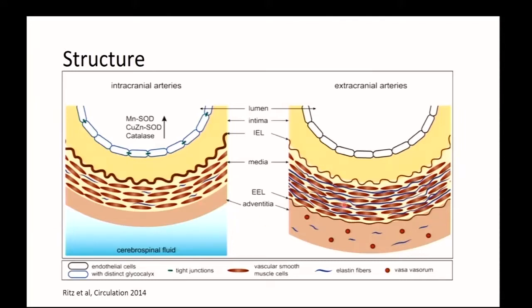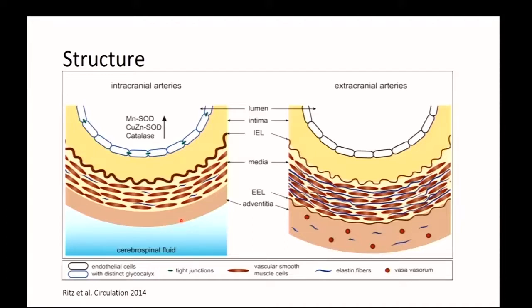Look at the smooth muscle. Look how much smooth muscle there is here. You have less smooth muscle and a thinner layer of smooth muscle in the intracranial arteries. Look here at the vasa vasorum. This is the blood supply of the arterial wall itself. Because they are thin and floating in the CSF, they get their oxygen from the CSF, so they didn't have a well-developed adventitia with vasa vasorum. They have tight junctions here, which form the blood-brain barrier.